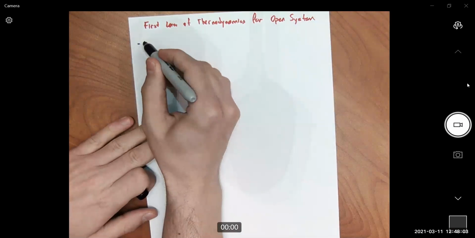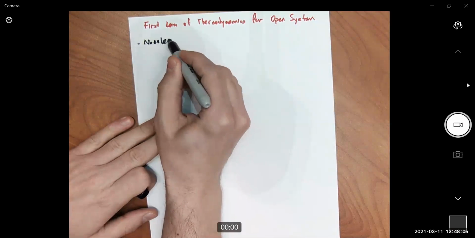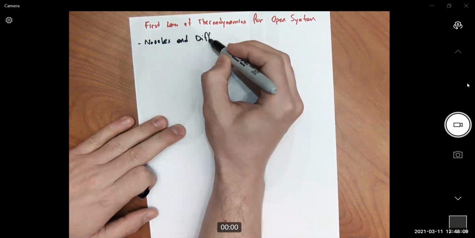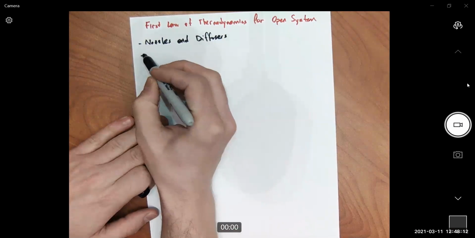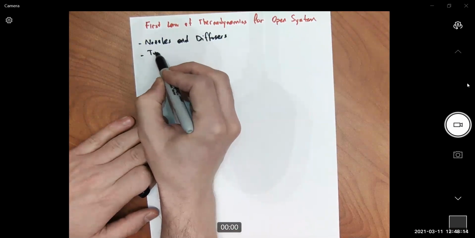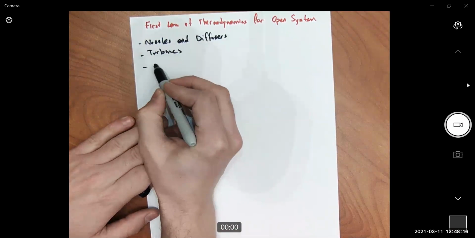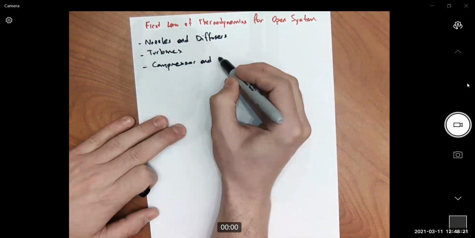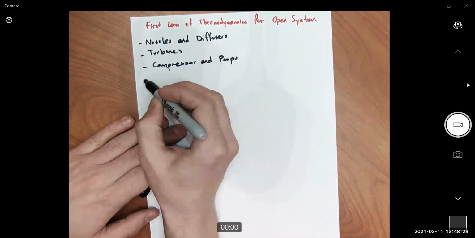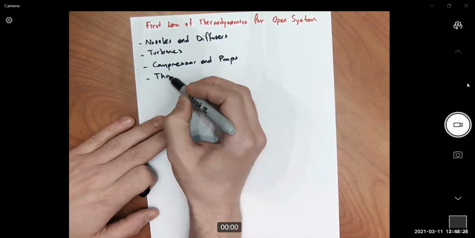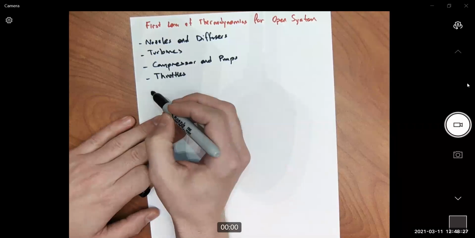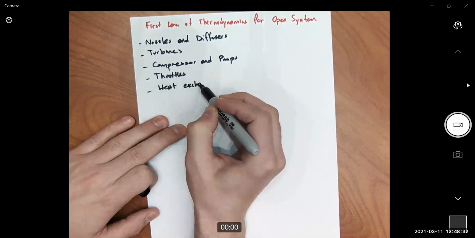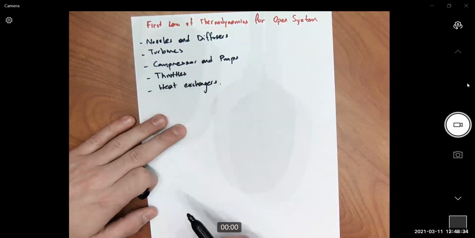So far we covered nozzles and diffusers. Then we covered turbines, compressors, and pumps. Right? And last lecture, we started working on throttles and heat exchangers. Right? Heat exchangers.